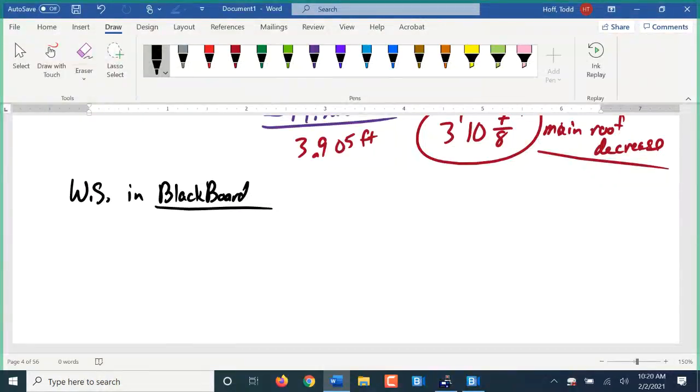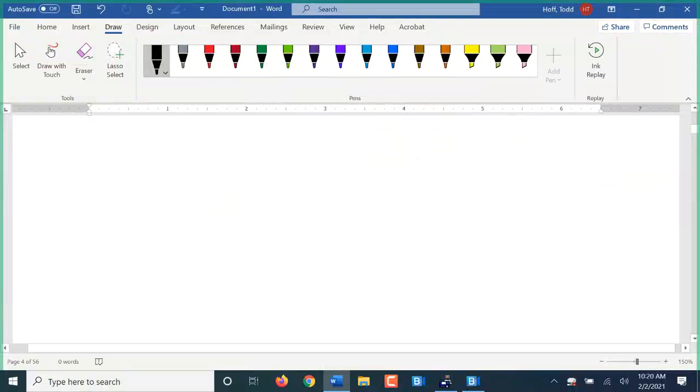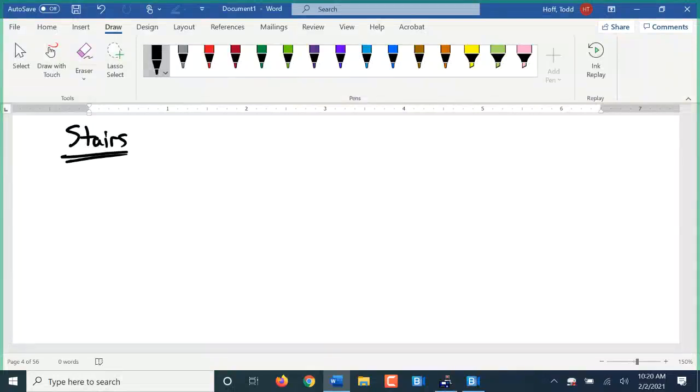Okay, so for the next part of class here, we're going to talk about probably one of the things that I have found the most mistakes on in houses, and that is staircases. So let's start out with a little bit of vocabulary about stairs.